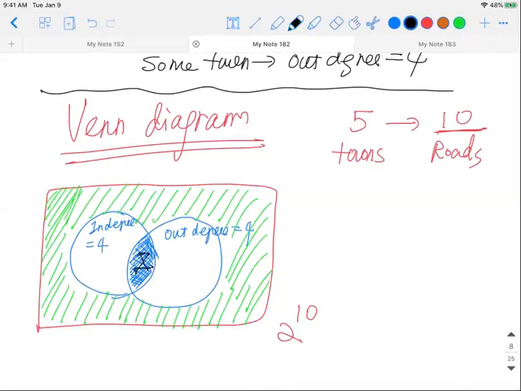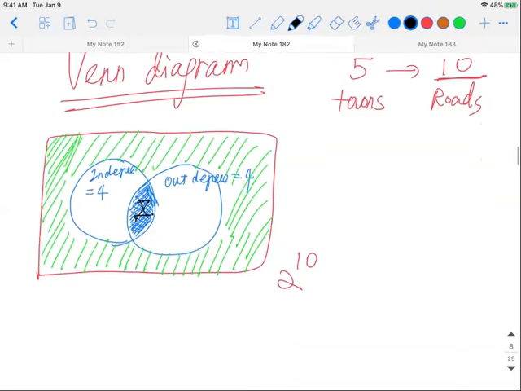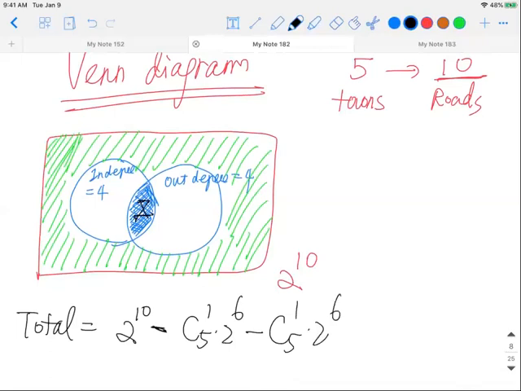Let's say if I know this X already, so my total number will be what? 2 to the power of 10 minus in degree equal to 4, minus out degree equal to 4. But wait, I'm actually subtracting this part twice. So I need to add it back. So this is going to be my total number. You guys follow me? Yes or no? This is very important. Yes or no? You guys follow me? Please give me some feedback. Other guys?